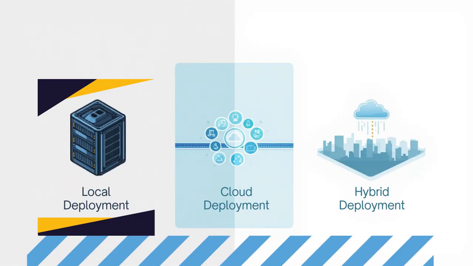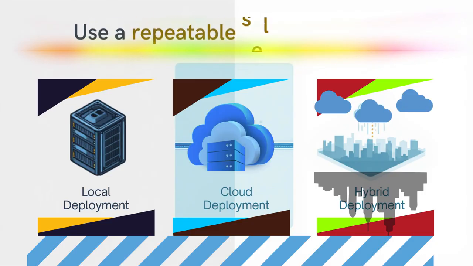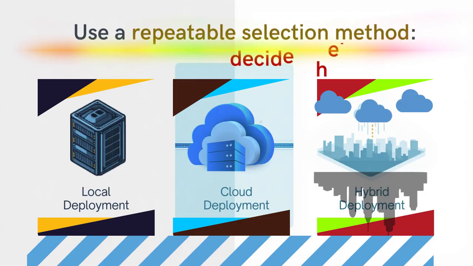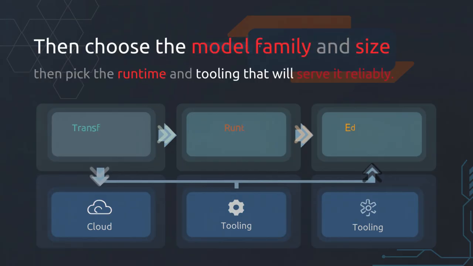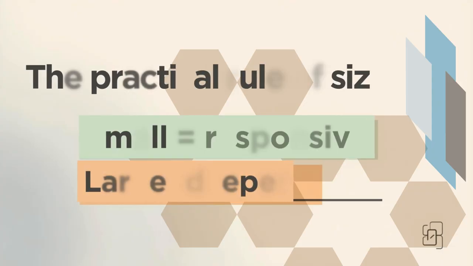Use a repeatable selection method. First decide where it runs: local, cloud, hybrid. Then choose the model family and size. Then pick the runtime and tooling that will serve it reliably. Match model size to constraints.